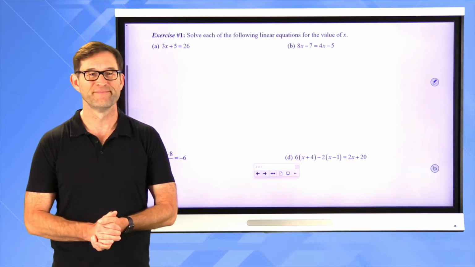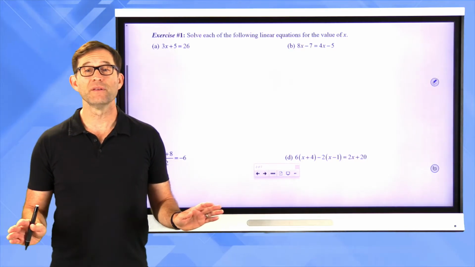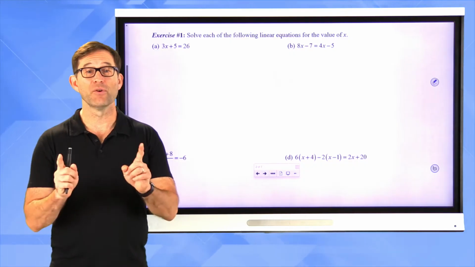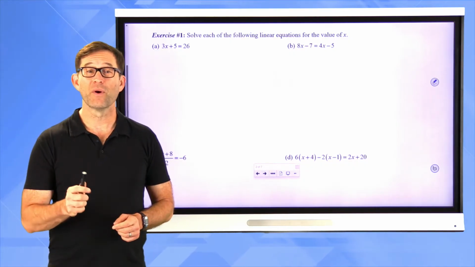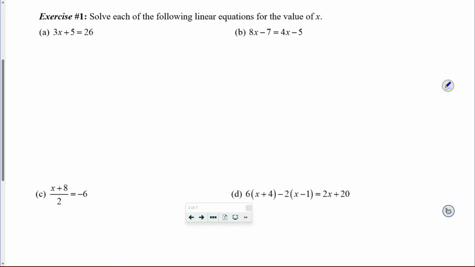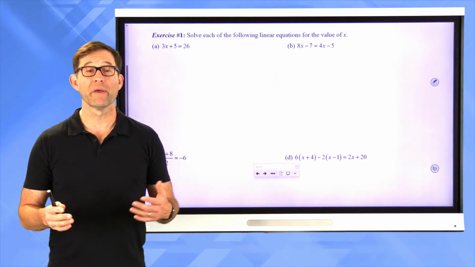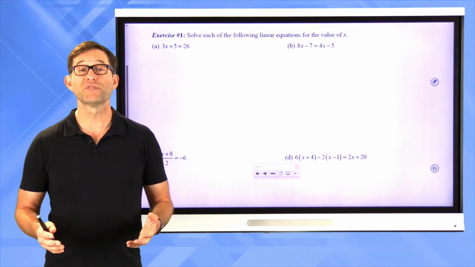Exercise number 1. Solve each of the following linear equations for the value of x. All right, now awesome. I know you've done these things before, so what I'd like to do is have you pause the video and really quickly see if you can solve letter A. All right, well, letter A is one of the most basic types, which is called a two-step equation.